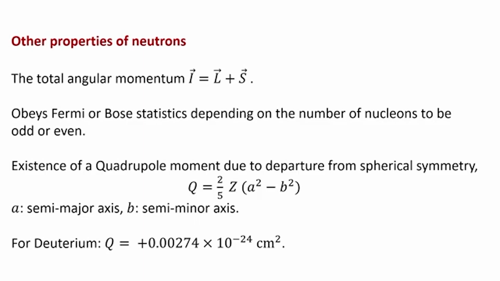And once again, just like we have talked about, whether the number of nucleons, that is the mass number, is even or odd, they would obey either Fermi-Dirac statistics or Bose-Einstein statistics. Another important property of the nucleus is the presence of a quadrupole moment, and this quadrupole moment actually comes because there is a departure from spherical symmetry.